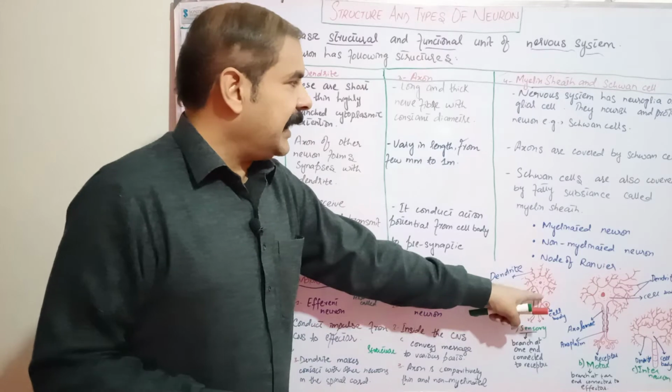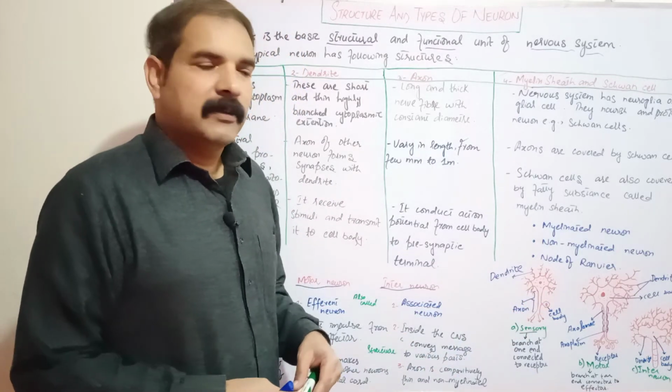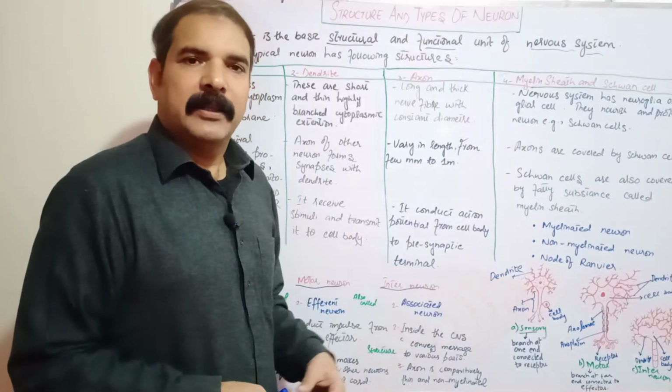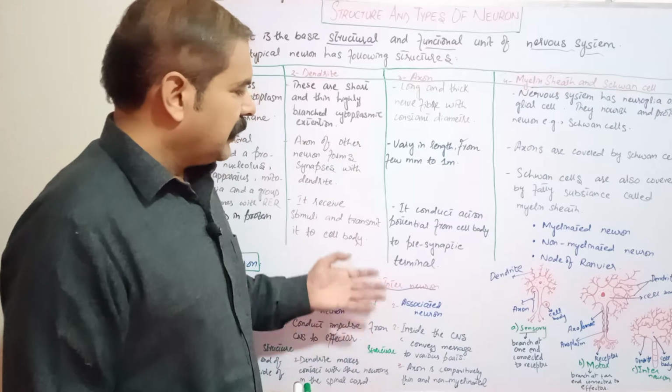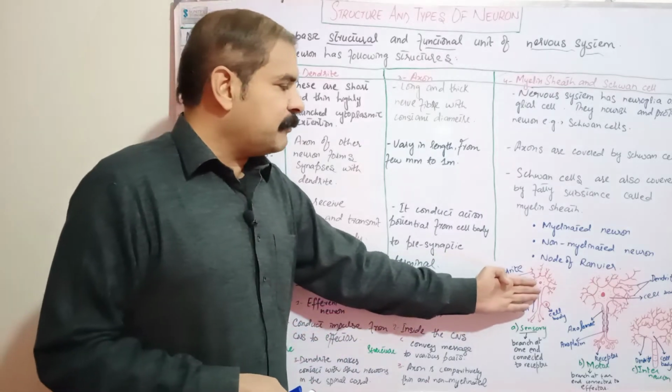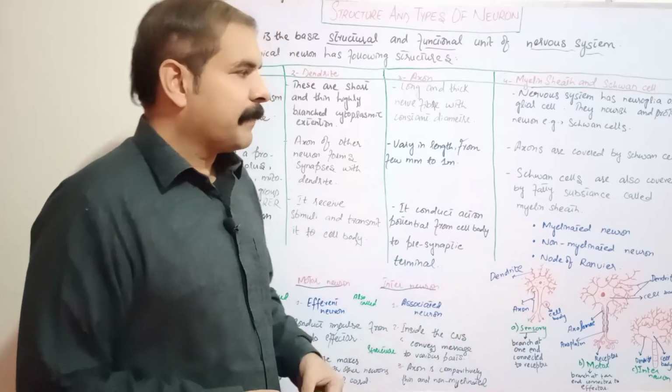The third one is axon. Axon is a fibrous structure with a constant diameter, but their length may vary. They may be a few millimeters or up to 1 meter. They conduct nerve impulses from the cell body to the presynaptic terminal.